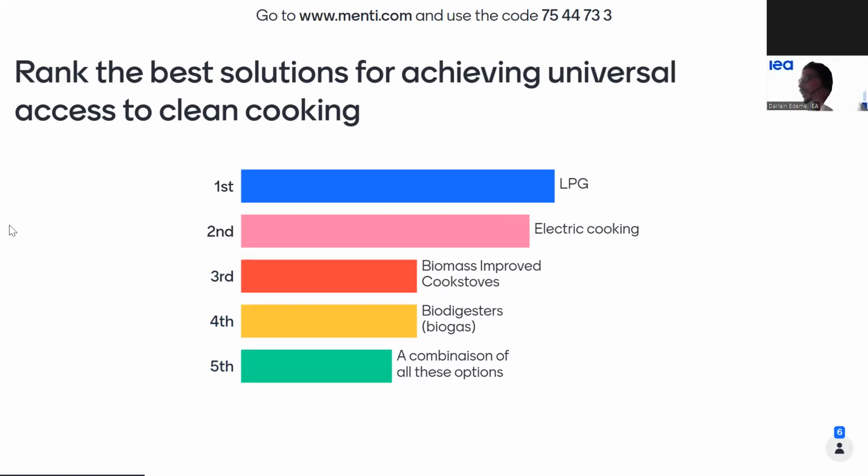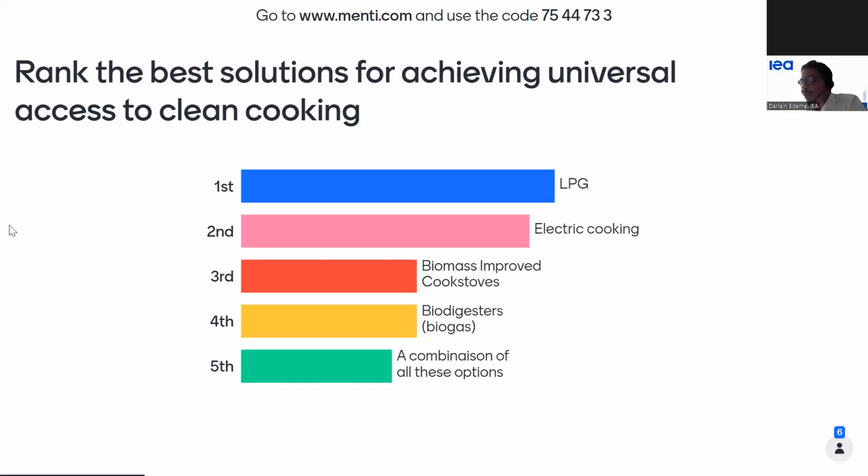Actually, here there are no correct answers. Probably the best answer would have been a combination of all these options, because since we are asking what's the best solution to achieve universal access to clean cooking, it's difficult to say that one technology will guarantee universal access to clean cooking for the entire continent. So the idea is having a combination of all the possible clean cooking solution options that we have.